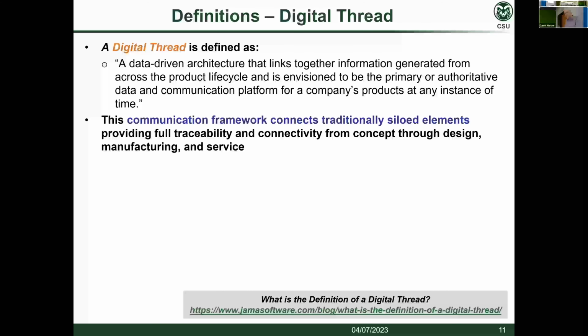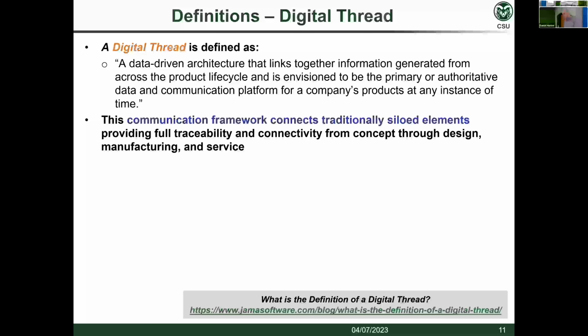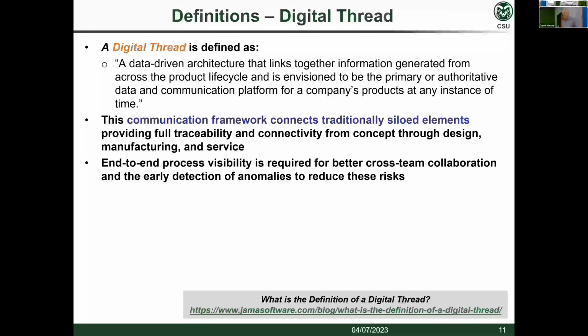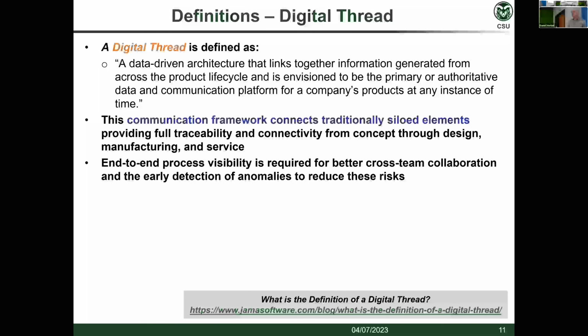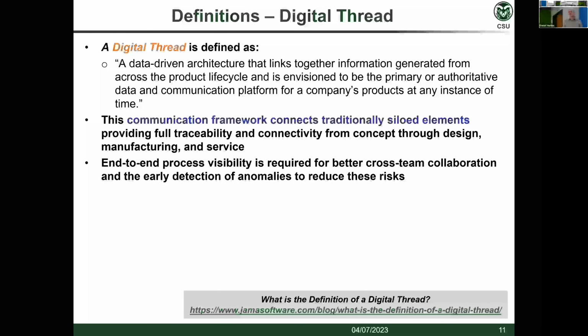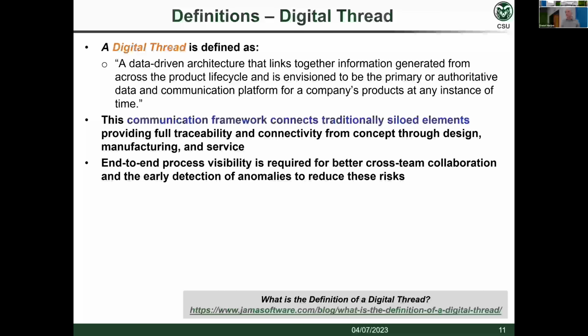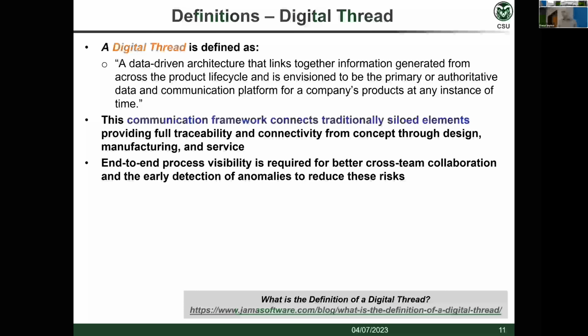So by having a formal communication network linking these groups, you provide full traceability and connectivity throughout the entire life cycle, from concept to design, manufacturing, and service. This end-to-end process visibility is required for better cross-team collaboration and early detection of anomalies to reduce risks in particular. One of the case studies will highlight this point: by creating digital threads between the different aspects of the development process, information allows us to fix things earlier. That can be really beneficial, especially as it's typically more expensive the later in the development process that we identify errors and have to correct them.